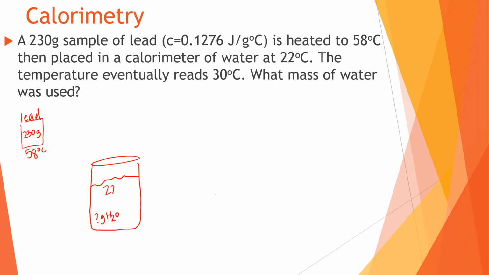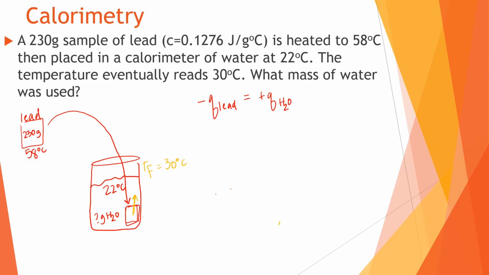Initially it's at 22 degrees Celsius. So I put the lead down in here. The lead is 58 degrees, while the water is 22. So we know heat's going to flow from the metal to the water until the final temperature is 30 degrees. So we know that heat lost by the lead has to equal the heat gained by the water.